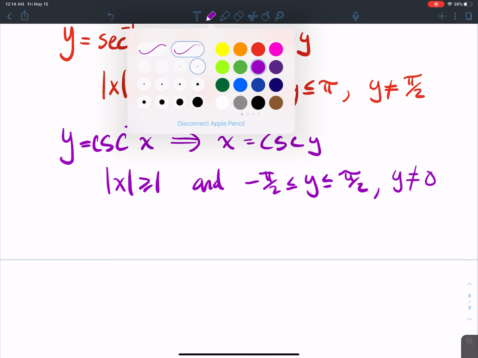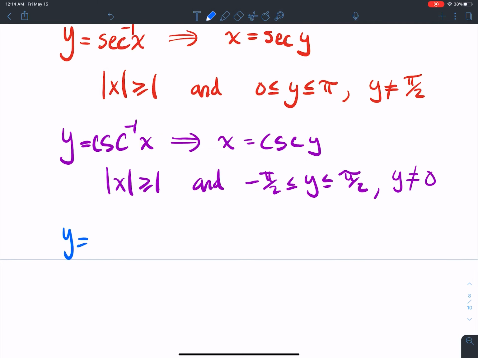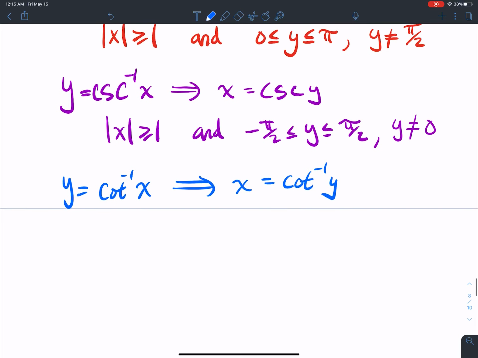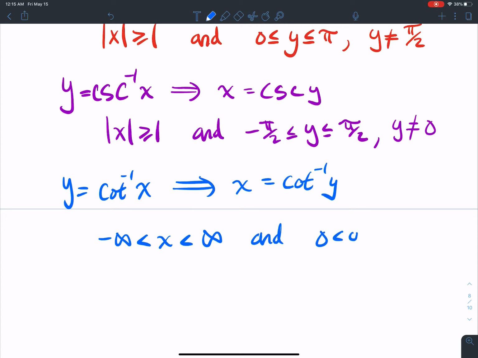The last one, y equals cotangent inverse x. This is x equals the cotangent of y. Now this is true for all x, negative infinity to infinity, and it's restricted for y between 0 and pi.